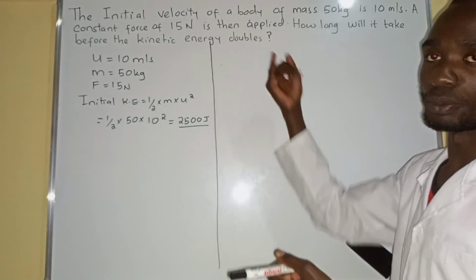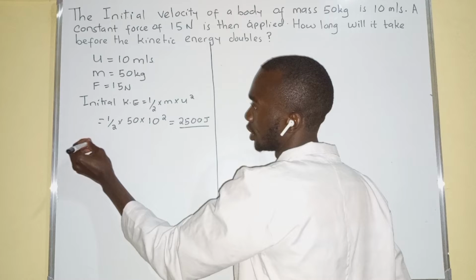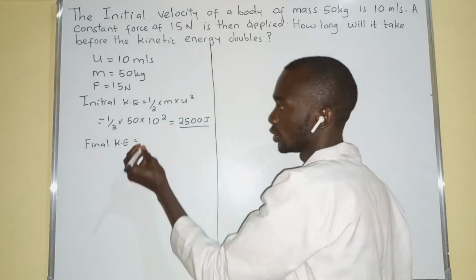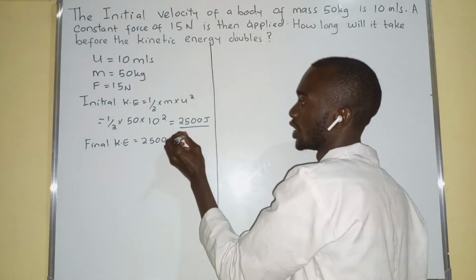But this kinetic energy should be doubled, so we multiply by 2. So the final kinetic energy is equal to 2,500 multiplied by 2, which we get 5,000.